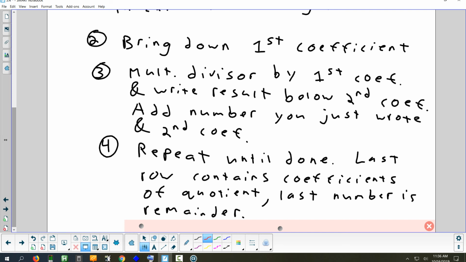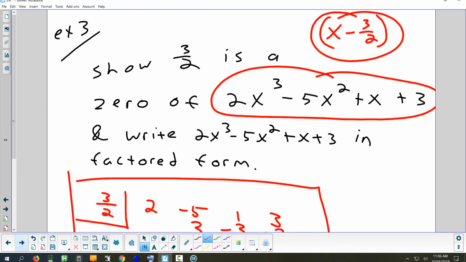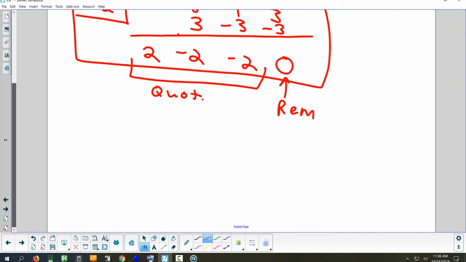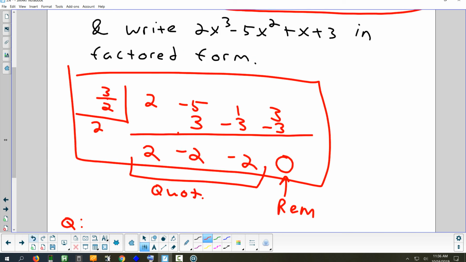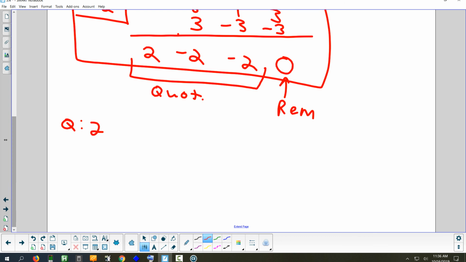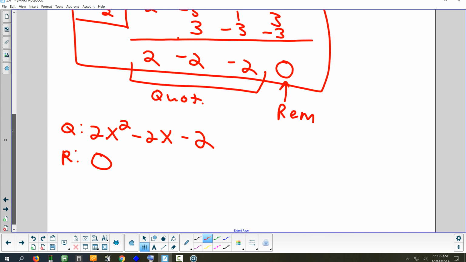Okay, so I'm going to show you how you could write your answer. They didn't ask you to do this part right here, but I'm just going to show you. So if they wanted to know what the quotient is, you start on the right: constant, linear, squared term. 2x squared minus 2 with an x, and then my constant is minus 2. That's my quotient. That's my remainder.